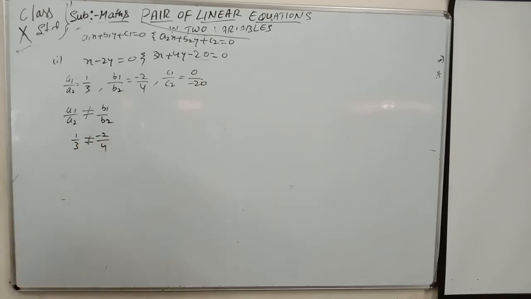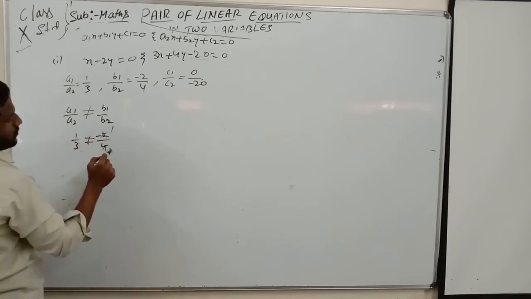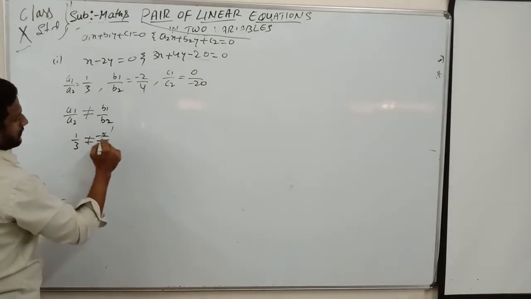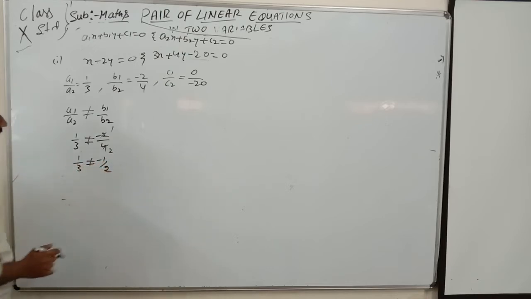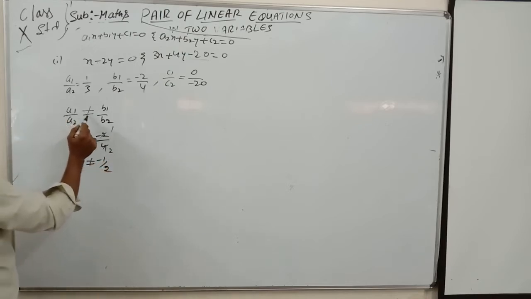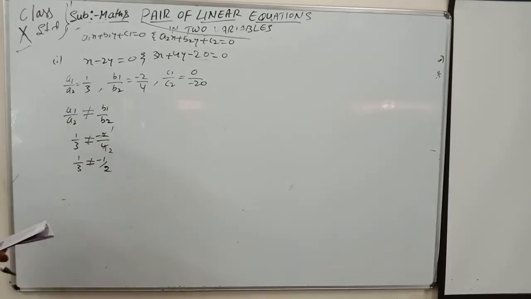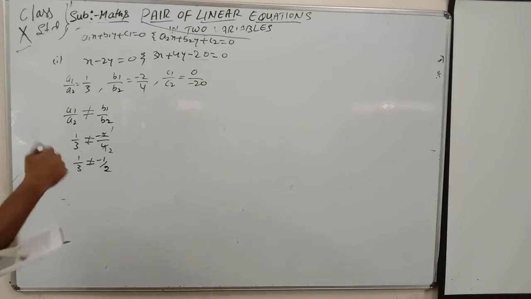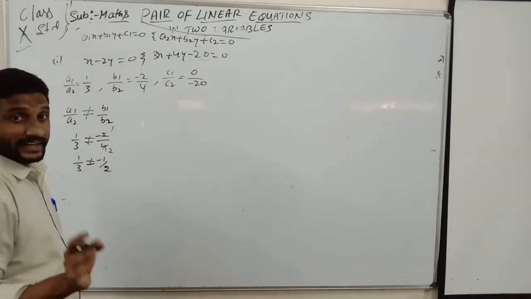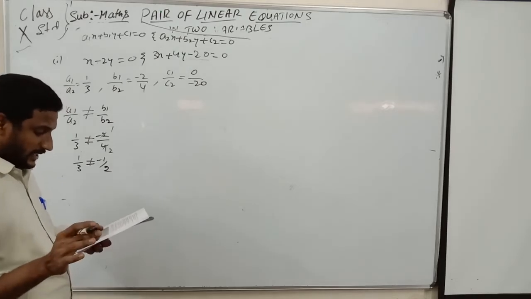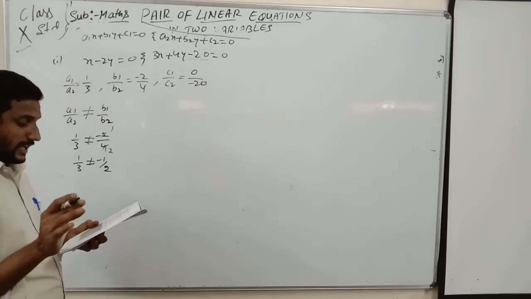Yes or no? See here, 2 divided by 1 ja, 2 2 ja. This is nothing but minus 1 by 2, and 1 by 3 is not equal to minus 1 by 2. When a1 by a2 is not equal to b1 by b2, then your graphical representation, after further simplification, gives intersecting lines. Intersecting lines, then the solution is exactly one solution.